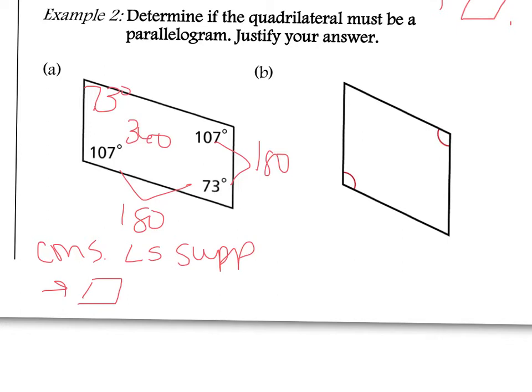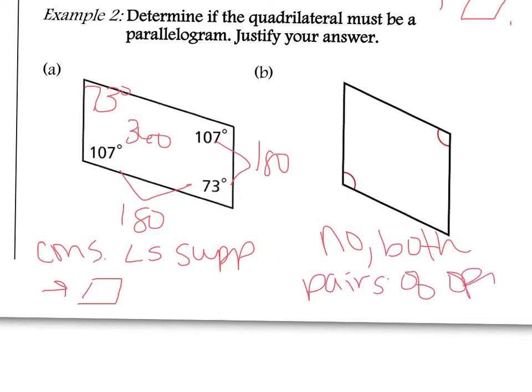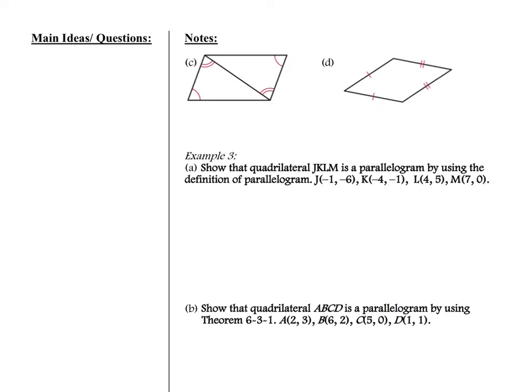For B, here I have one pair of opposite angles that are congruent, but remember, to be a parallelogram, it has to be both pairs of opposite angles. And this one does not show that, so it's not enough. Okay, both pairs of opposite angles are not congruent. Okay, you guys try C and D and see if you can get that one.